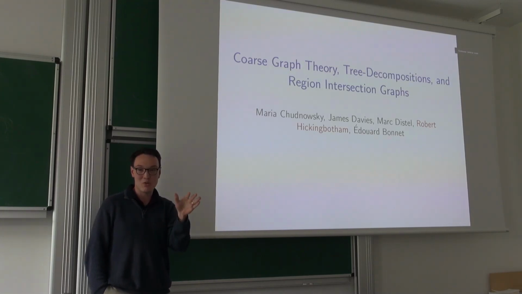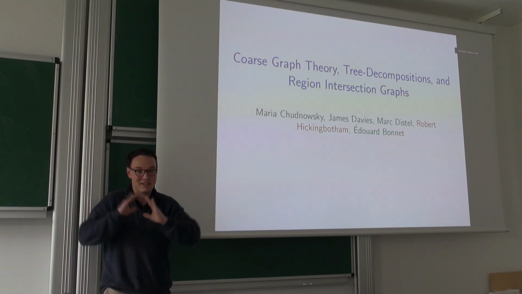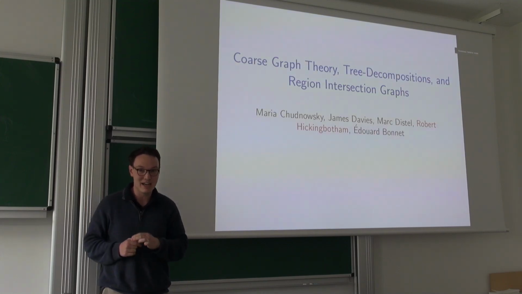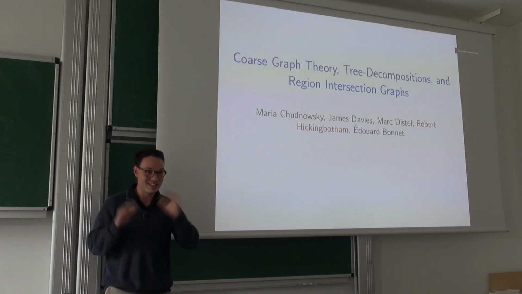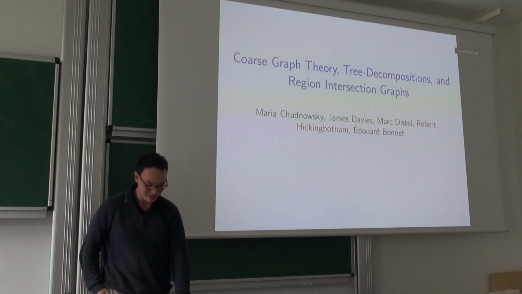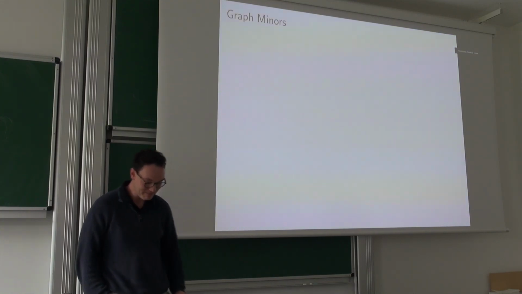Now, just judging by the audience, I think most people here should have some decent understanding of graph minor theory. So I'm going to go over that part relatively quickly, but spend more time on the coarse stuff, because usually in these audiences, that's what people get really caught up with. So let me begin with a brief overview of graph minor theory.